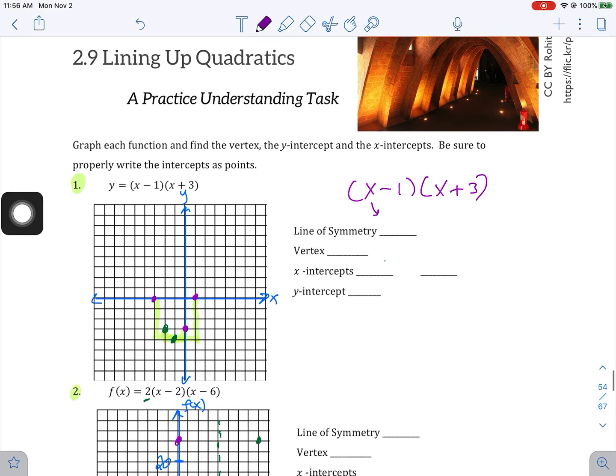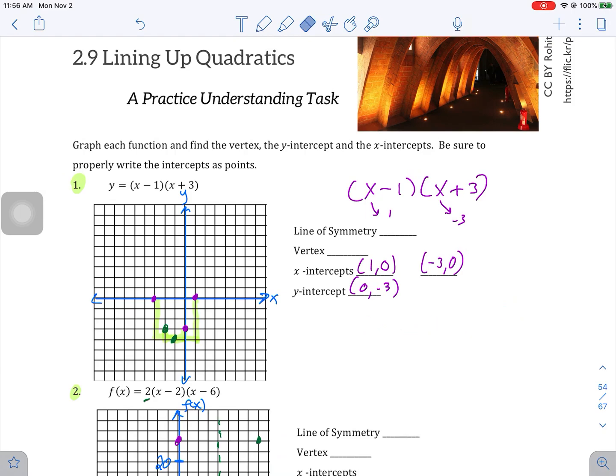Okay, so in this case, x is equal to 1. In this case, x is equal to negative 3. So we've got (1, 0) and (-3, 0). The y-intercept would be if x is 0, so it would be (0 - 1)(0 + 3), which is equal to negative 3. So (0, -3). And then you've got the vertex and the line of symmetry.